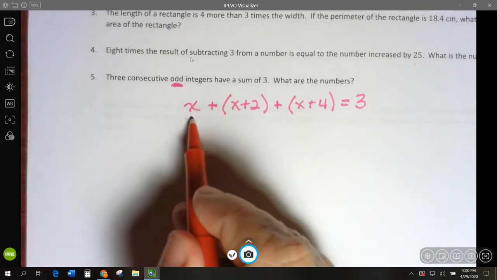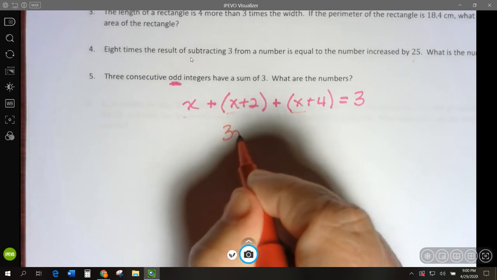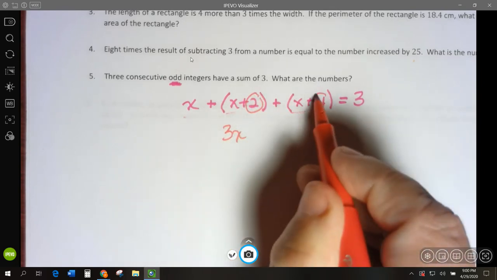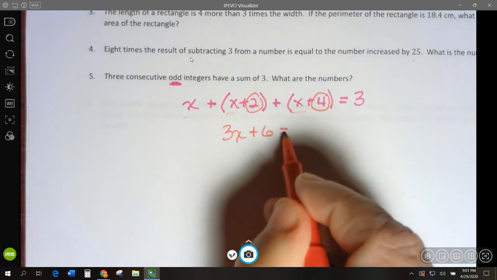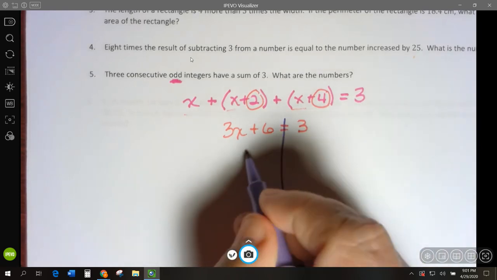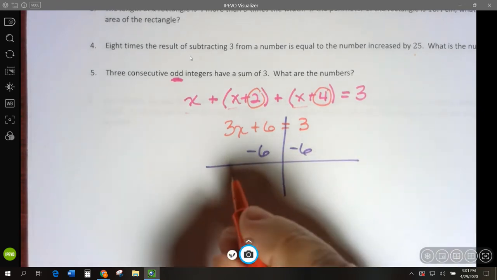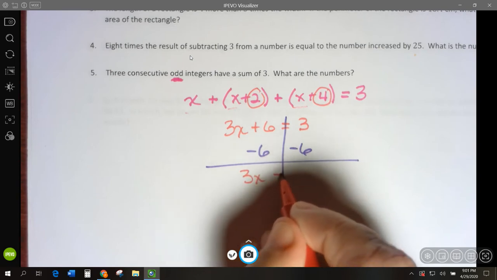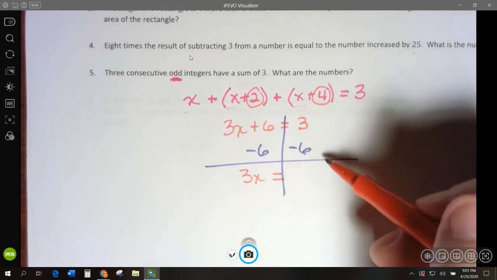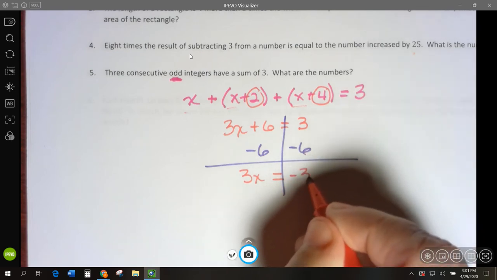Combine our like terms. So we have 3x's and we have 6 equals 3. So let's first subtract 6 from both sides. And I get 3x equals, if I start at 3 on the number line and I go down 6, I'm going to be going down below 0 to negative 3.